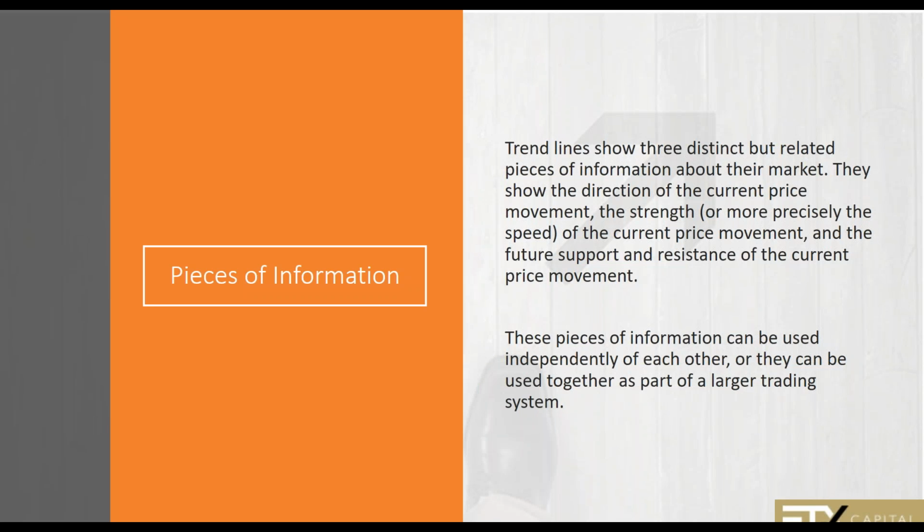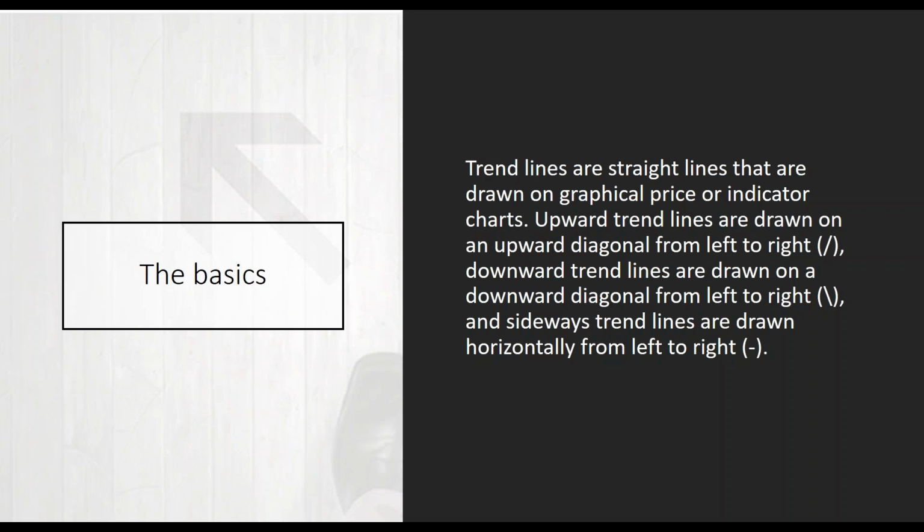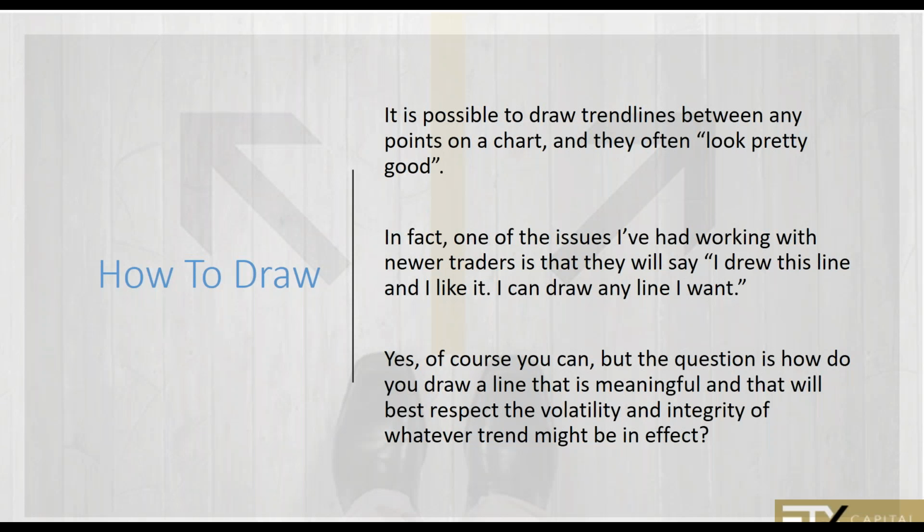Trend lines show three distinct but related pieces of information. They show the direction of price, uptrend or downtrend, the strength of the movement, in other words, how steep that trend is. And lastly, they give you the support for the current movement. Trend lines are straight lines that are drawn on graphic price or indicator charts. Now, it is possible to draw trend lines between any points on the chart, and they often look pretty good.